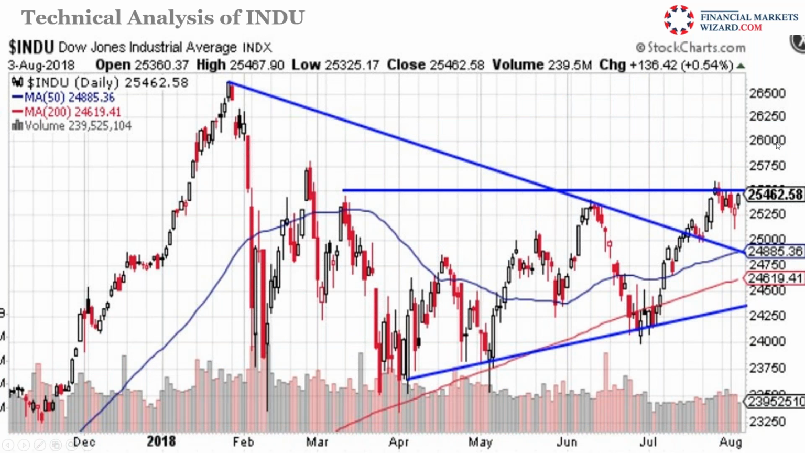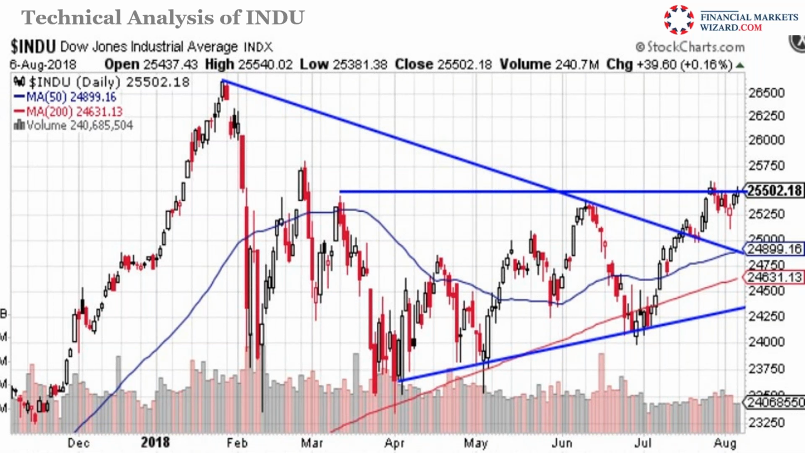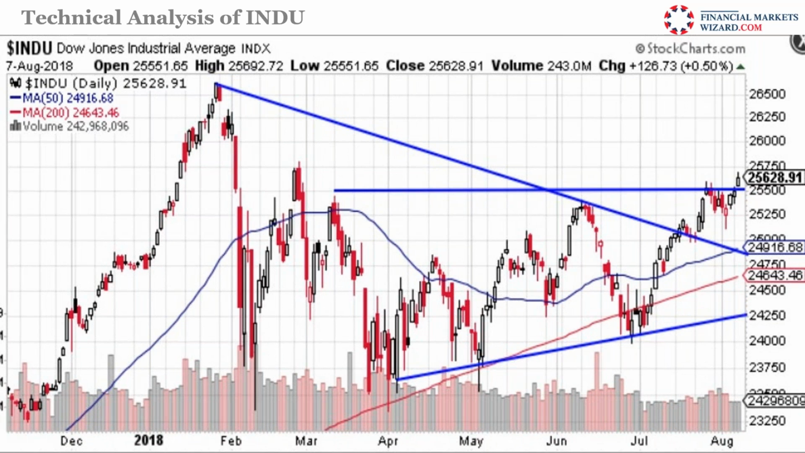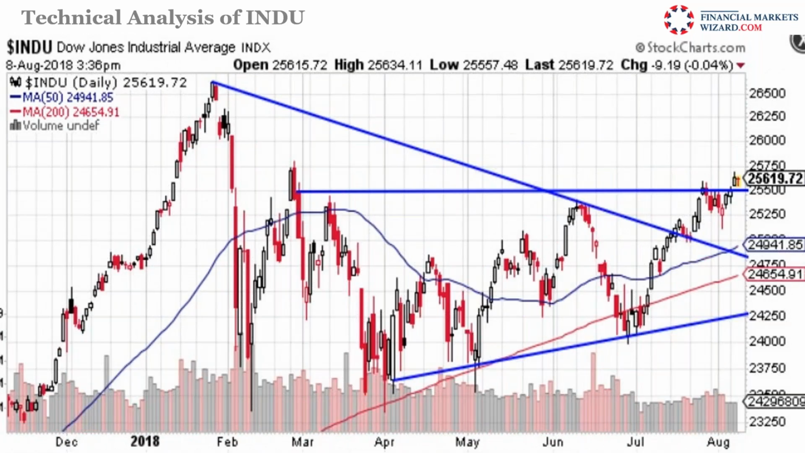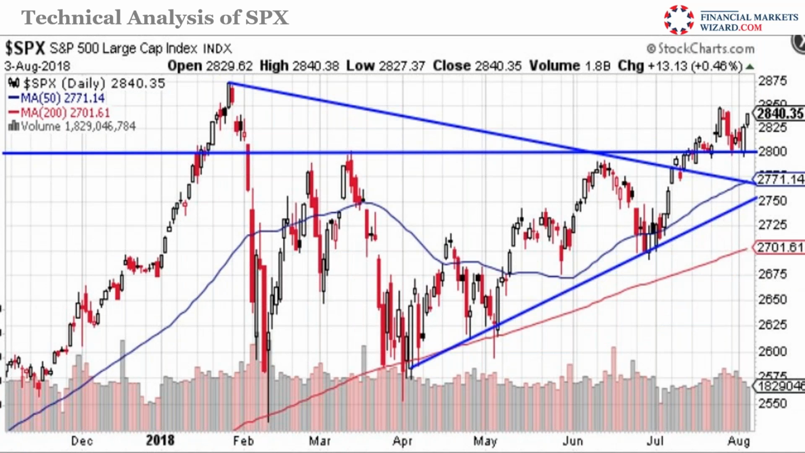I just want to show you the stock market. So this is the 3rd of August Dow Jones chart facing resistance, as you can see. Then it's trying to cross. Then it crossed. It's sideways, but it's at least above 25,000. So it's headed higher. This is the SPX chart from the 3rd of August.